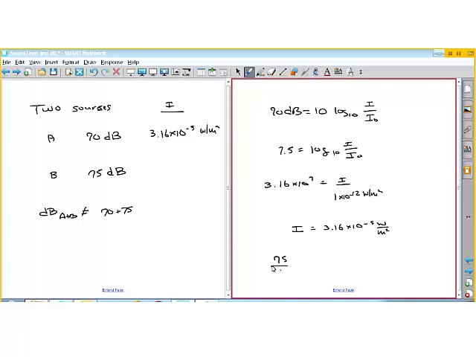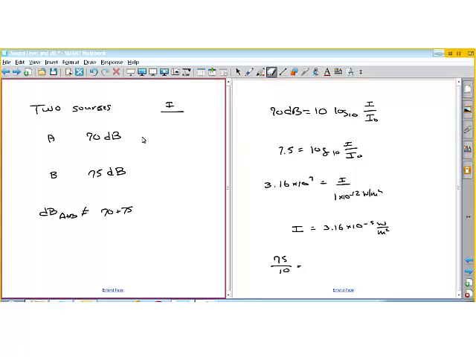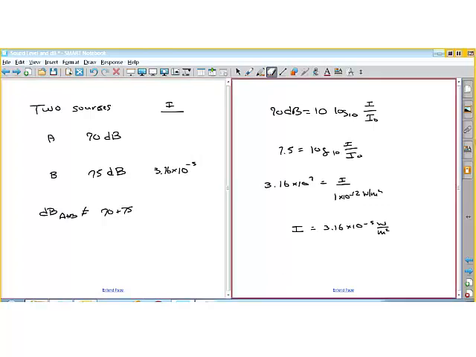And you can do the same thing for 75. So 75 divided by 10 is 7.5. Actually, I just did 7.5. I don't know why I wrote that down. So write down the 7.5. That's 3.16 times 10 to the minus 5. Let's do 70 now, since I apparently did 75. So for 70, you get 7 is equal to the log base 10 of I over I0. And so you get basically 10 to the 7th power.